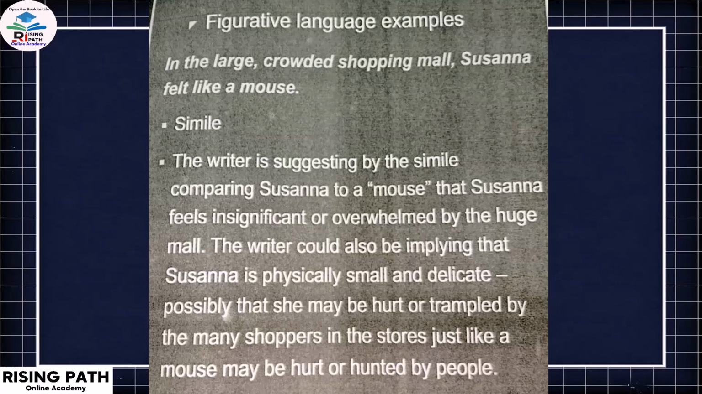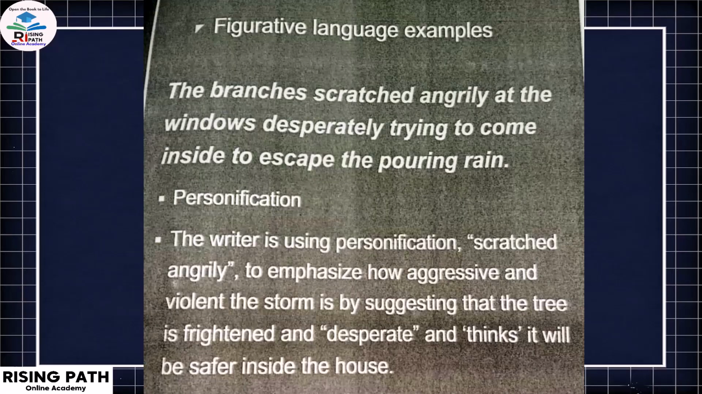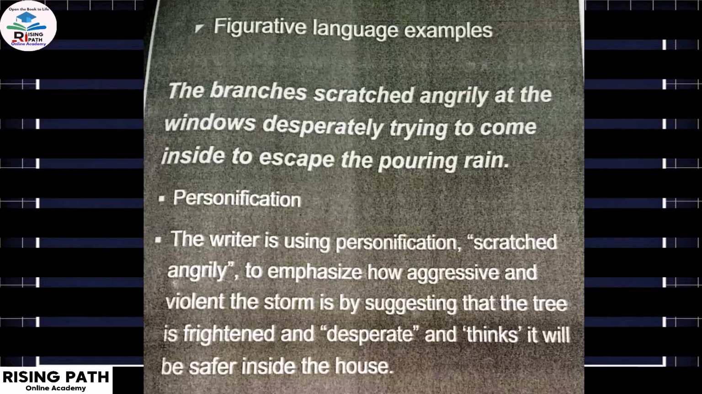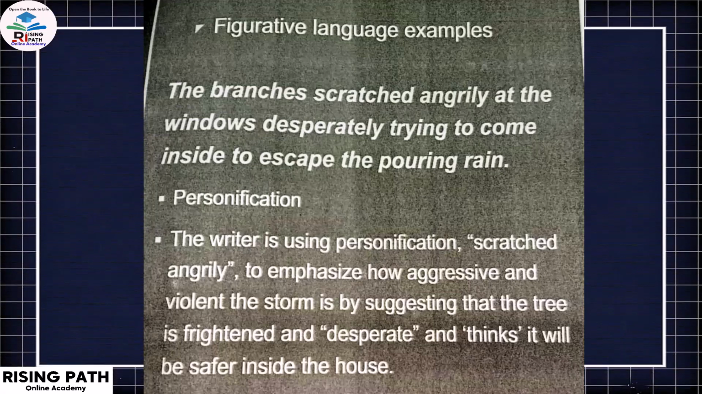The writer could also be implying that Susanna is physically small and delicate, possibly that she may be hurt or trampled by the many shoppers in the stores, just like a mouse may be hurt or hunted by people. So you can see in this example, two explanations are given. You have to make short notes, maybe on the left side, and you have to see this is how you are going to attempt the writer's effect questions in the language paper.